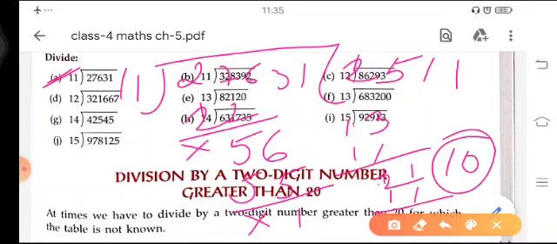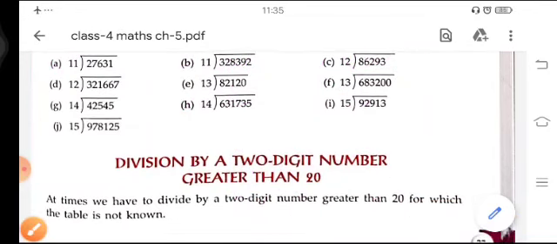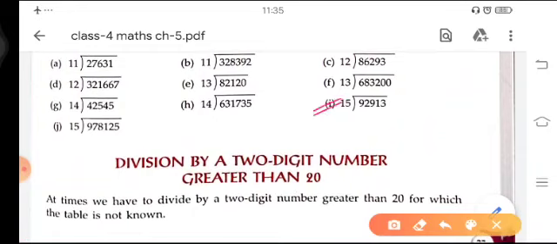Next question we will try to solve, that is part i. In this part we have to divide 92,913 by 15. So we will write 92,913 and we will try to solve it.